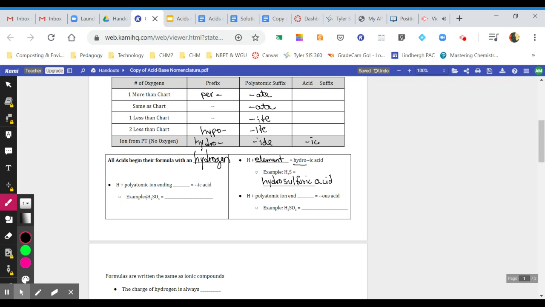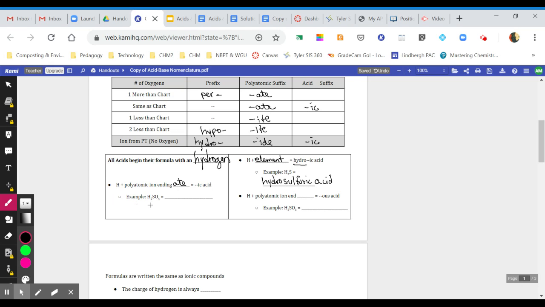If we have a polyatomic ion, though, it's a little bit more complicated. So the hydrogen plus the polyatomic ion that ends in ate changes the polyatomic ion to ic. There is no prefix. We don't use hydro at all. So there's no prefix here at all. We just change the ate to ic.